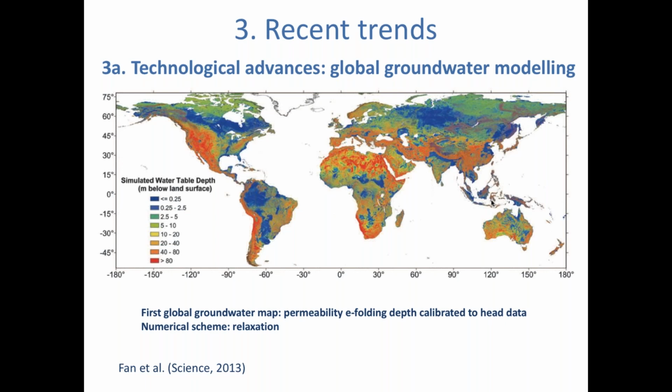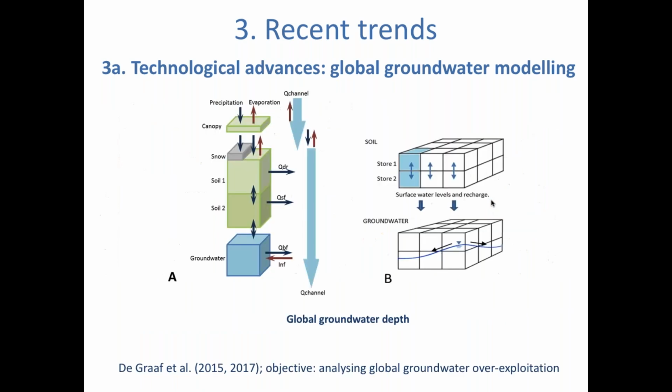And this is the first global groundwater table map that was ever produced, by Yin Fan et al., and that appeared in Science in 2013. They used a rather simple method where they calibrated the e-folding depth of permeability, the way that permeability decreases with depth, and they calibrated to many head data. And the numerical scheme to do this is a simple relaxation scheme.